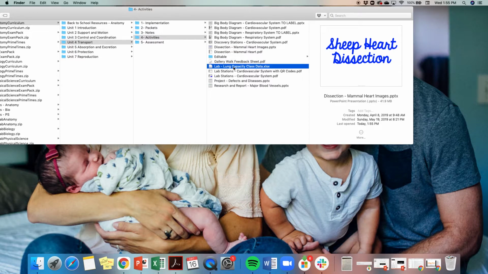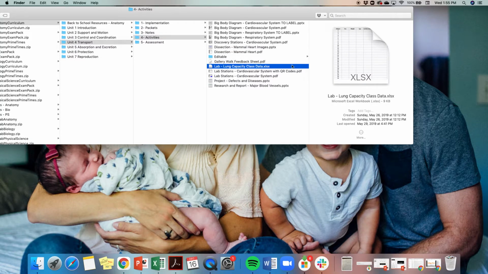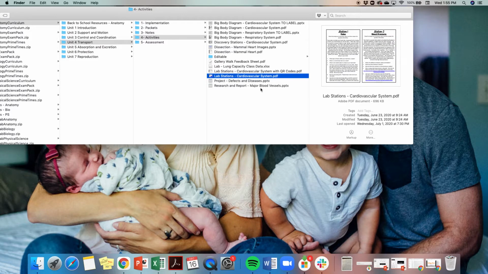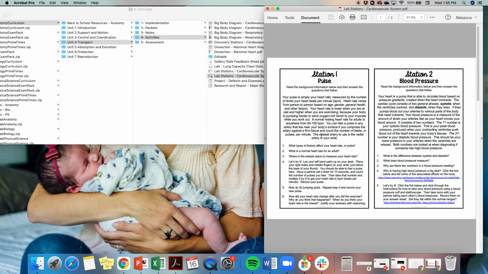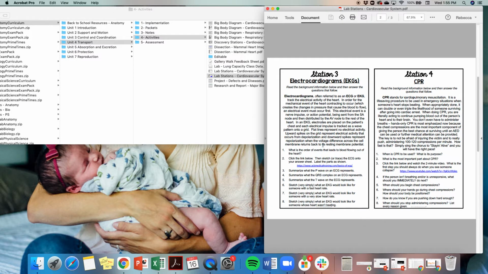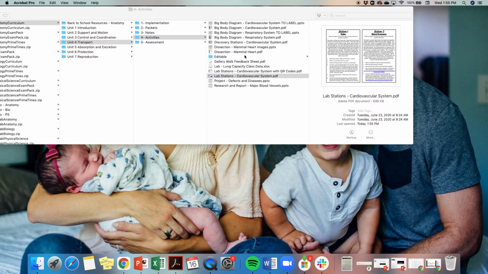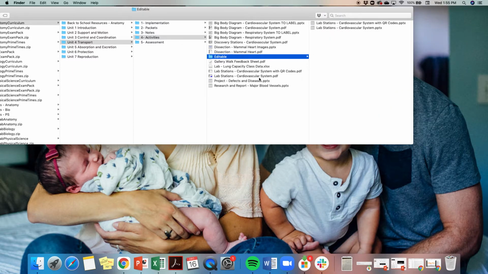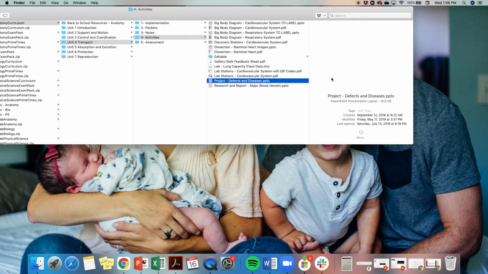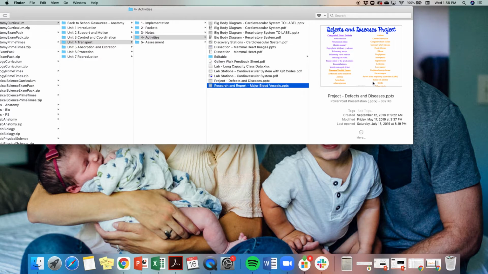If there's a lab that you need a data table for where you're collecting class data, I include Excel spreadsheets for those. Lab stations, I love doing lab stations as well. These are some for the cardiovascular system. Lab stations, I always include the editable versions for you. And then any implementation slides for any of the projects are in here as well. These would be ones you would just project if you're choosing a project topic or something like that.